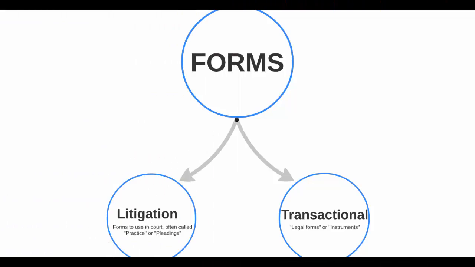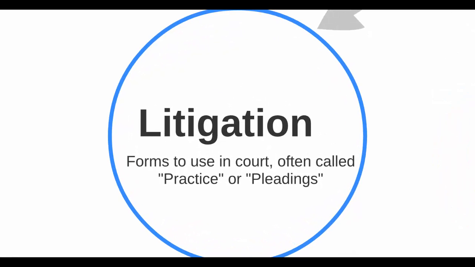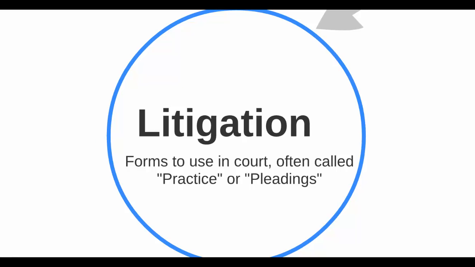Today we're going to talk about how to find legal forms. There are two basic kinds of legal forms, litigation and transactional. Litigation forms are forms used in court. These are often called practice or pleading forms. If you see something called like federal practice forms or federal pleadings, those are going to be litigation forms.